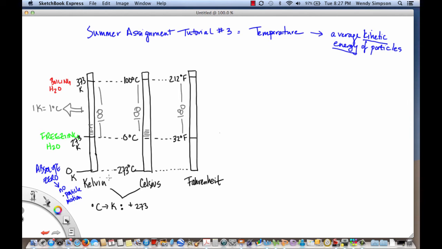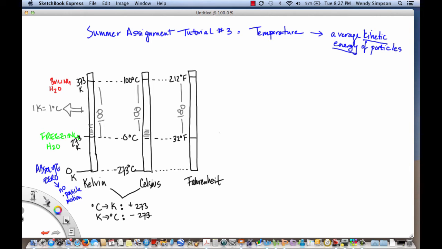If we want to go from Kelvin to Celsius, we're going backwards now. At absolute zero, we're going from 0 to minus 273. At the freezing point, we're going from 273 down to 0. And at the boiling point, 373 to 100. So if we're going from Kelvin to degrees Celsius, this time we're subtracting 273. Very easy. You can almost do that in your head.